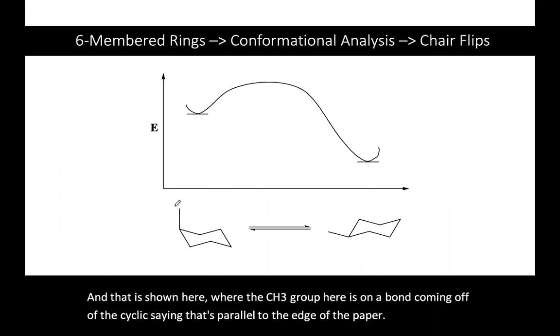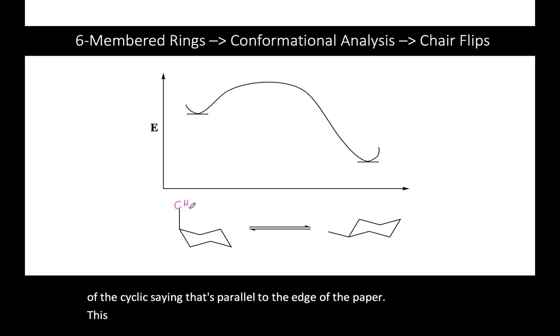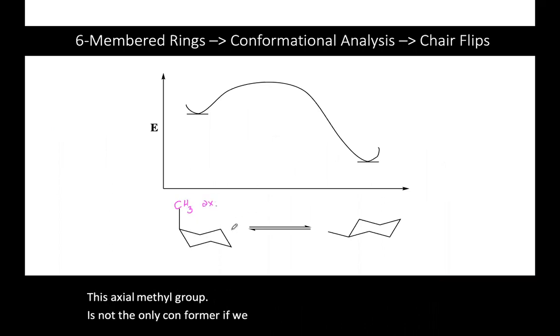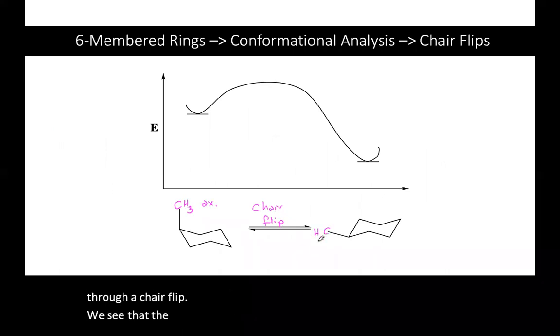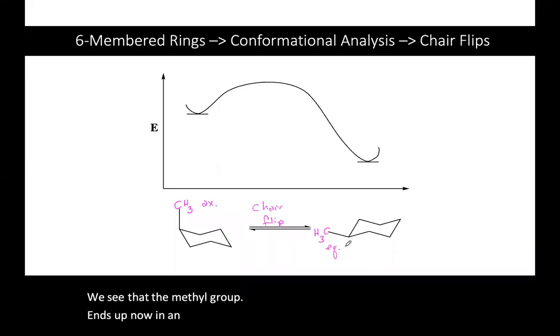This axial methyl group is not the only conformer. If we take this axial methyl cyclohexane and go through a chair flip, we see that the methyl group ends up now in an equatorial position.